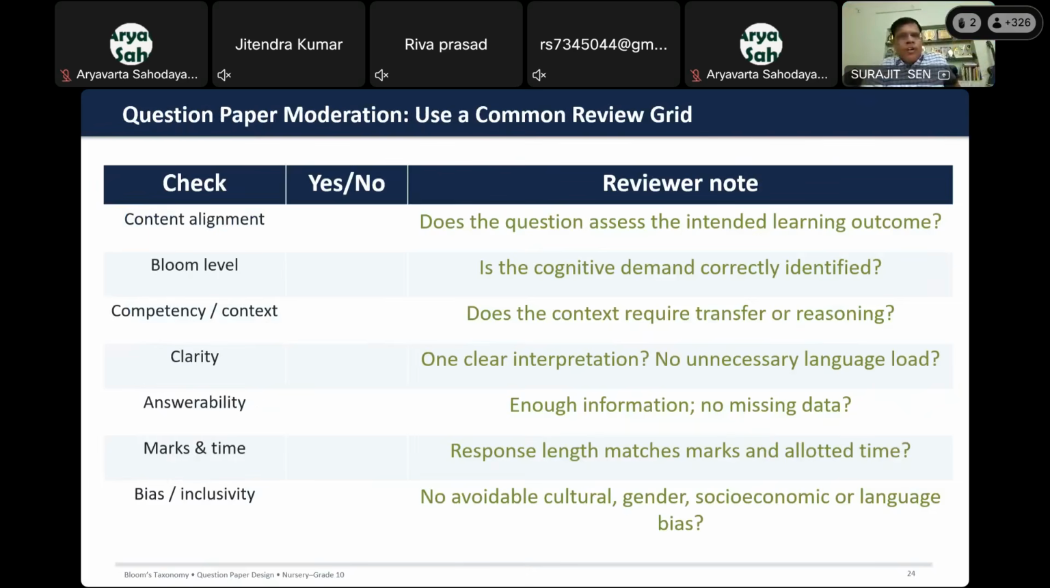Okay. Question model: use a common review checklist, and you write yes or no. Does the question access the intended learning outcome? Yes or no, you will write. Bloom level: you can see that. Clarity is there or not, we can find out. Answerability: whether the child will be able to answer, whether anything is missing, you have to check. How much marks and time you are allotting. And bias or inclusivity: no avoidable cultural, gender, socio-economic or language bias. Yes, be very careful about that.